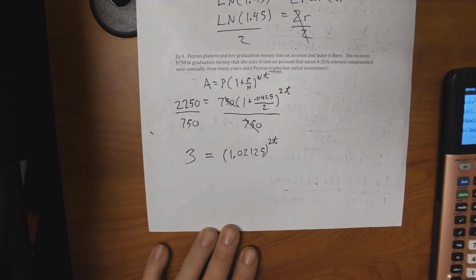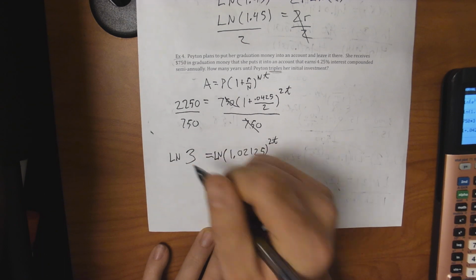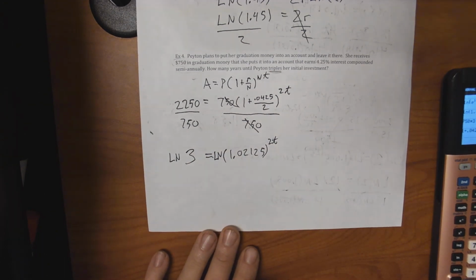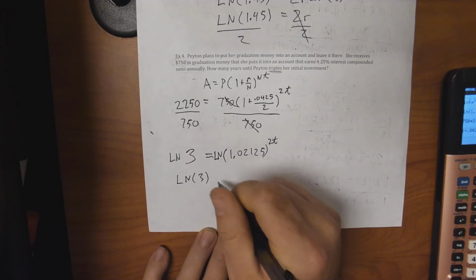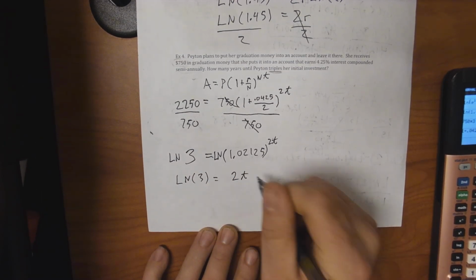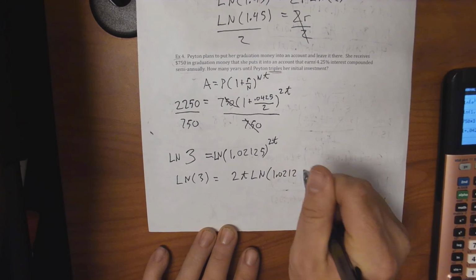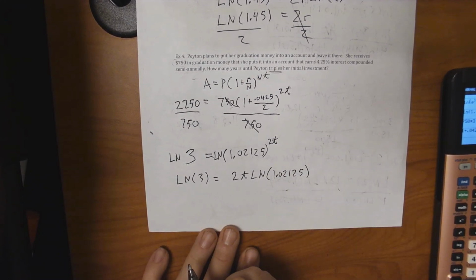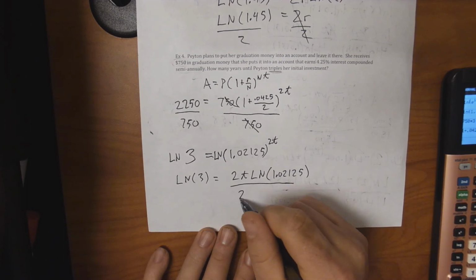So what we're going to do is log both sides. Same exact step as all the other problems. That lets us pull the power out front. So we have natural log of 3 equals 2t natural log of 1.02125, and then just divide and done. So perhaps you're noticing the pattern here.